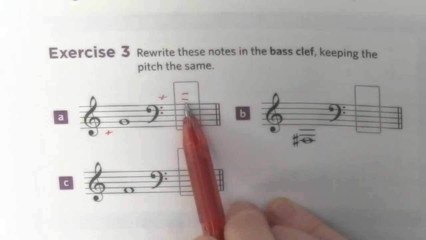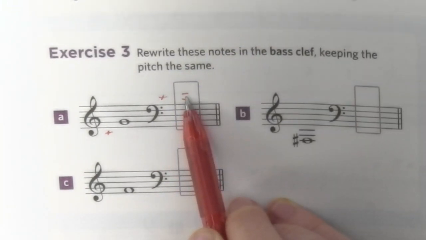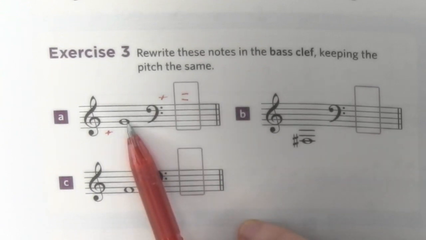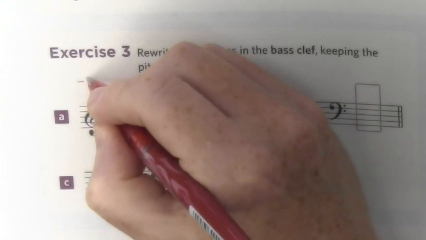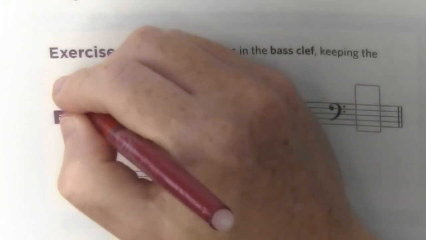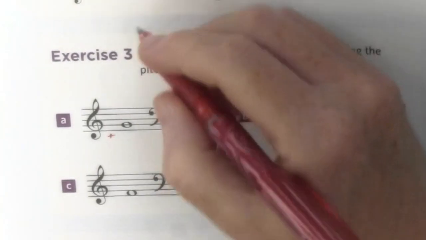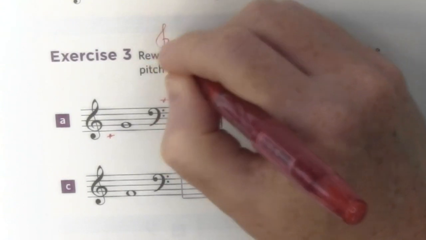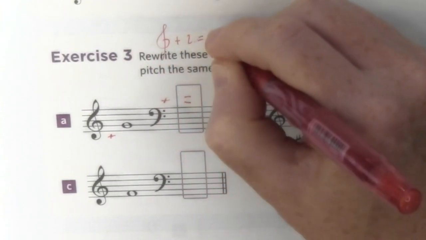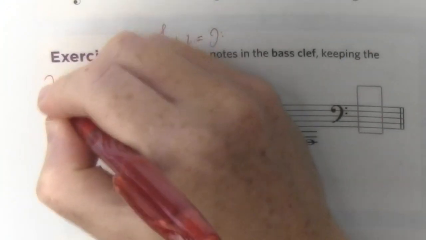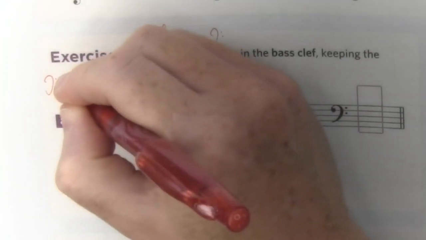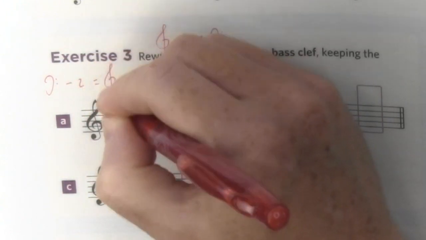Okay, so sol, la, si. To write a sol, I need to write a mi because it's -2. If to read is +2, to write it's -2. So the rules are: treble clef +2 equals bass clef. The other way round is bass clef -2 equals treble clef.